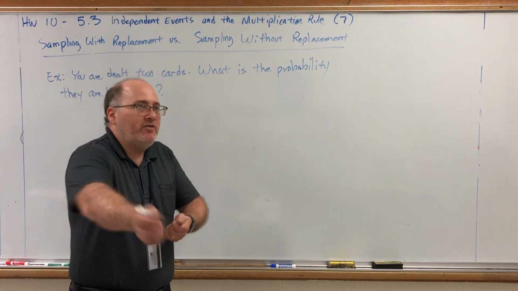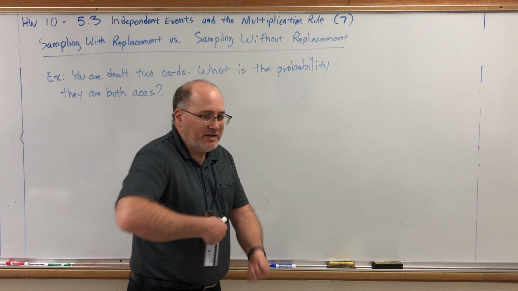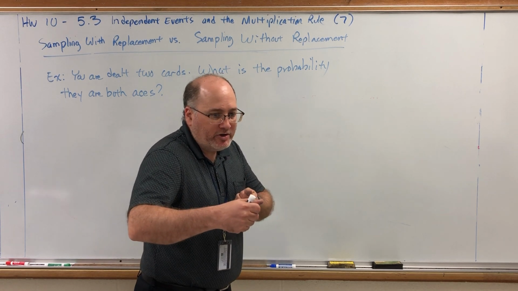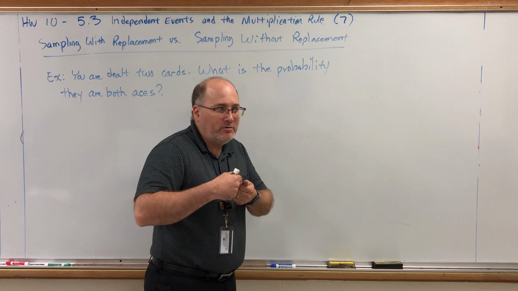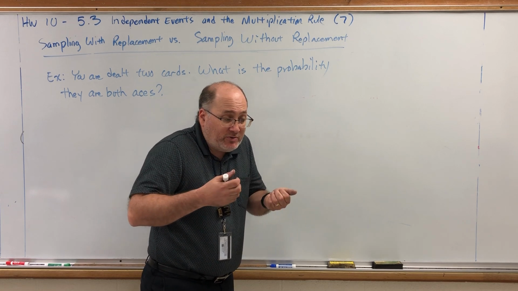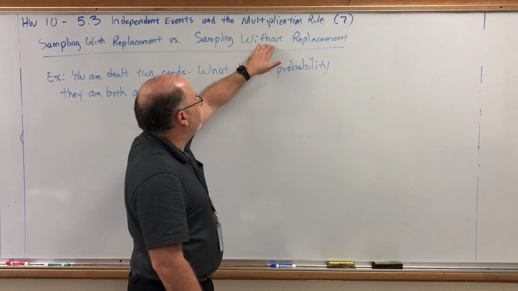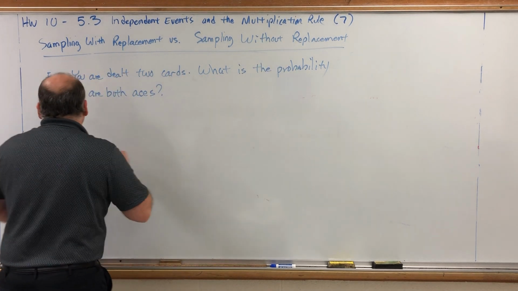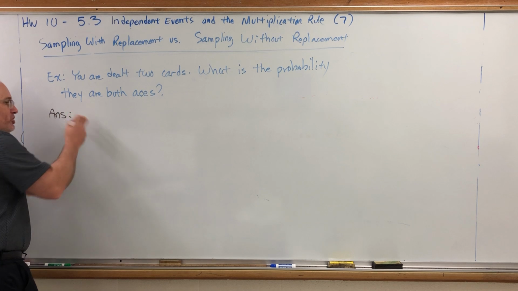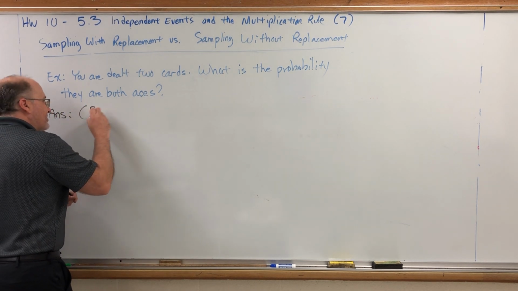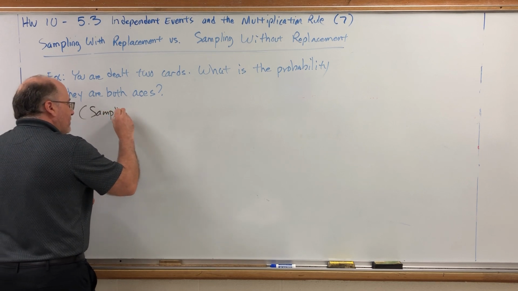So think about me giving you two cards. I give you the first card. Now, before I give you the second one, are you going to put your first card back in? Of course not. Then you wouldn't have two cards anymore. So being dealt two cards is an example of sampling without replacement, because you are not replacing your first card before you are being dealt the second card. So this is sampling without replacement.